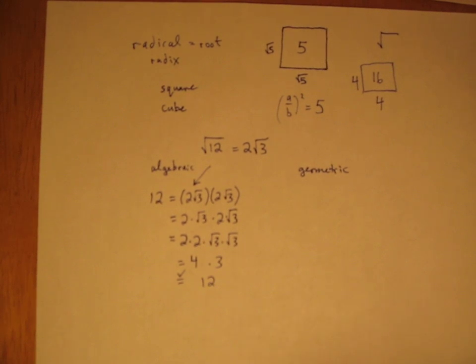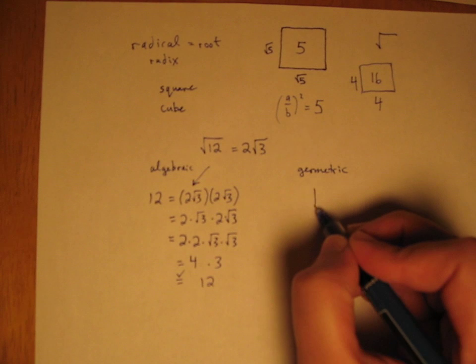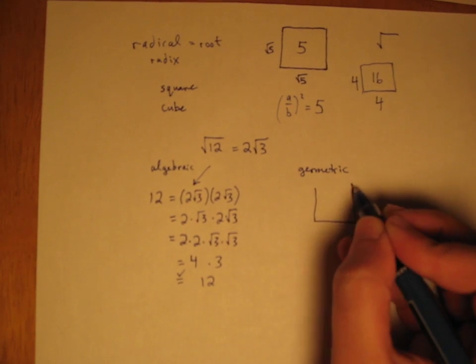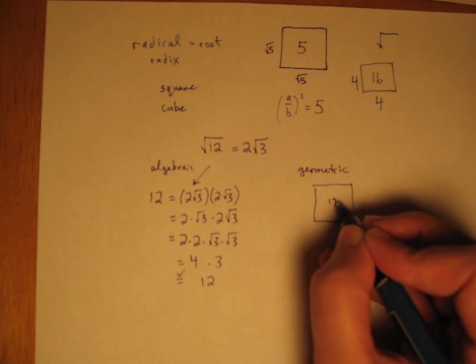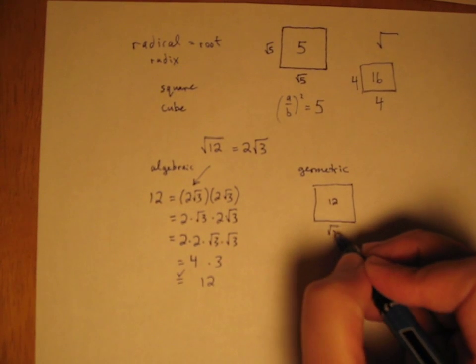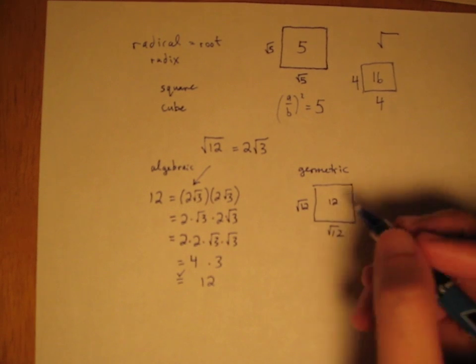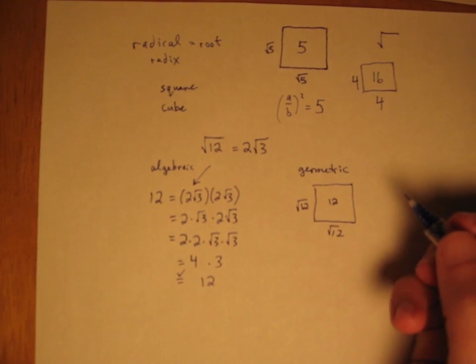From a geometric standpoint, consider the following. If I want the square root of 12, then I better start with a square that's 12, area 12. That means this is root 12, and this is root 12. Now consider what I can do with this square whose area is 12.